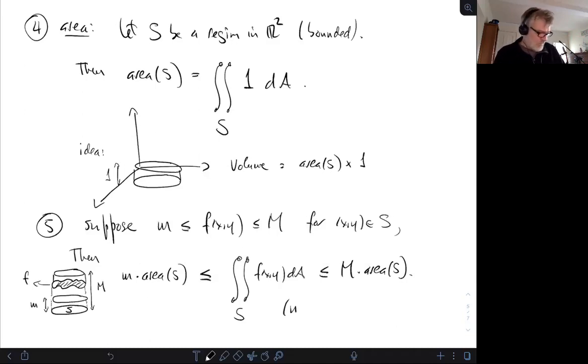So note, this follows from properties 2 and 4. It's a combination of both. Okay, so you just combine 2 and 4 to get this one.